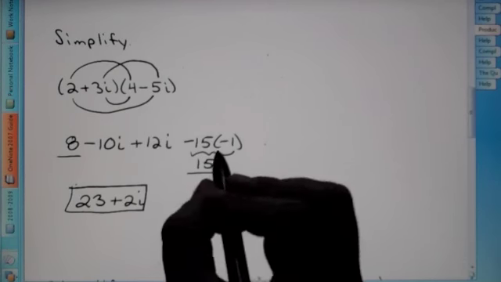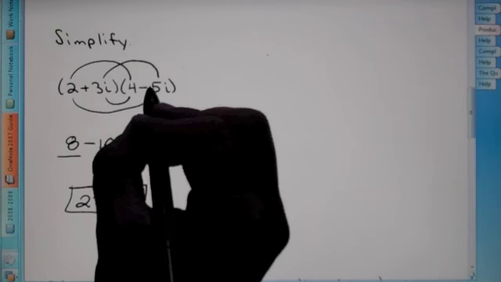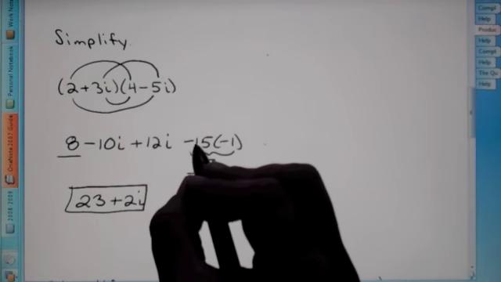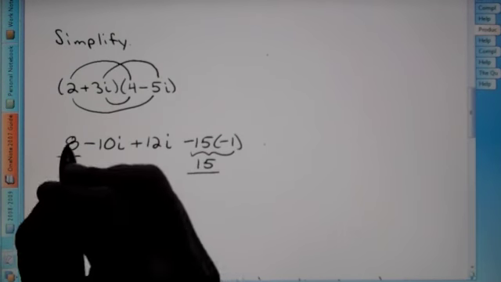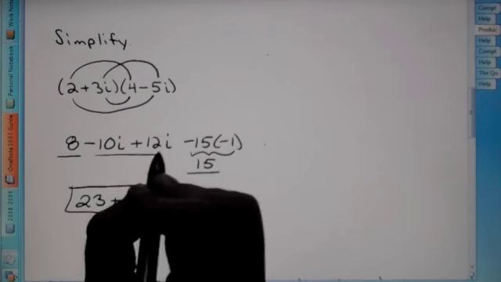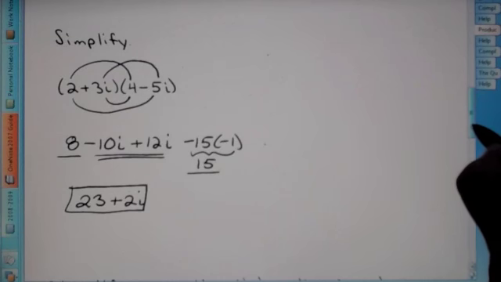Okay? Again, I times I is negative 1, but we had a 3 times negative 5, which is negative 15. So negative times negative is a positive. 8 plus 15, 23. These combine to be positive 2i. Alright.